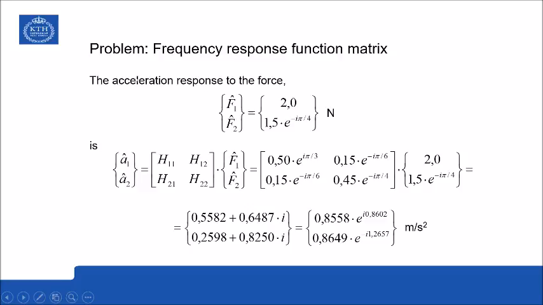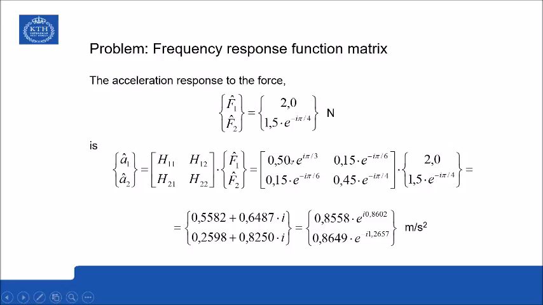So in this case, the second part of the task, to calculate the acceleration response to this force, where we have 2 Newton force in point 1 and then 1.5 Newton force with phase angle minus pi over 4 in point 2, is simply the product of the frequency response function matrix with this exciting force.